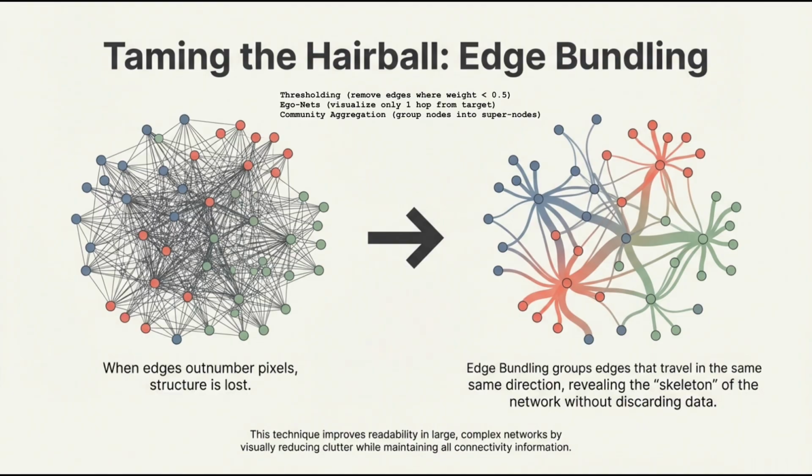Think of it like grouping many roads into highway-like paths on a map. In large, complex financial networks, bundling can help reveal broad channels between communities, sectors, or layers of the system. So the technique improves readability without pretending the network is simpler than it really is.